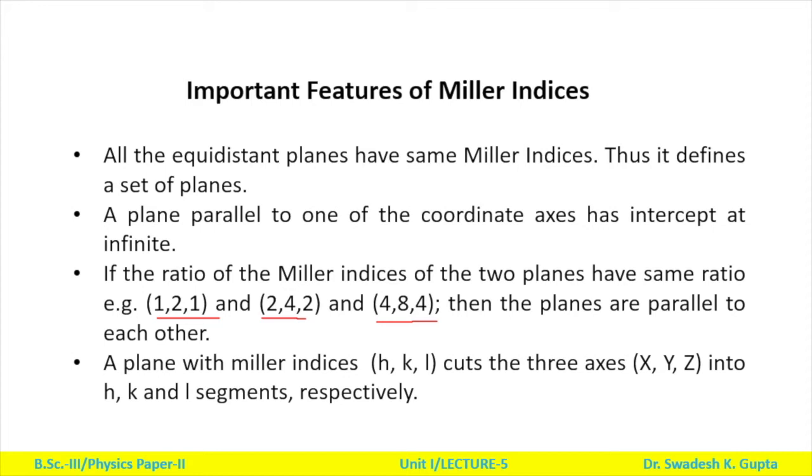If we have the Miller indices, what does it mean for a plane? From the Miller indices, we can say that it will cut the three axes into h, k and l segments. So here, if hkl is 1, 2, 1, then it will cut the x-axis in one part, the y-axis in two parts, and the z-axis in one part again.